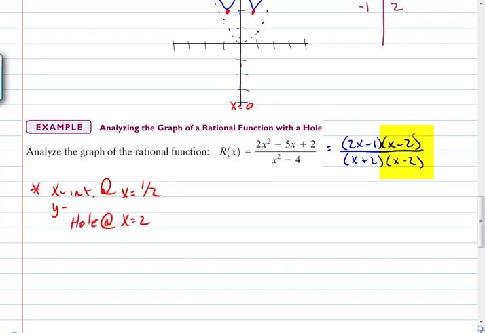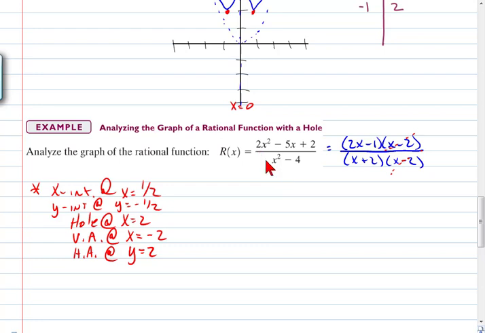And it has the hole because these here could cancel out. Alright, so we have a y-intercept at negative 1/2. Do we have any vertical asymptotes where the denominator is equal to 0? Do we have a horizontal asymptote? Not at x equals, but at y equals 2. Why is it 2? The degrees are the same, so it's leading coefficient over leading coefficient.